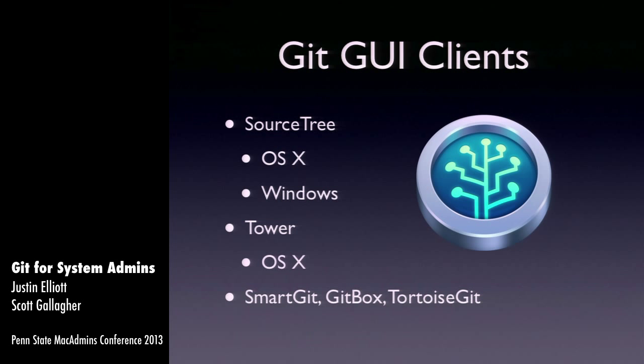It is not a free app, though. I think it's $60 for the Mac. But some other ones that we've heard people use are SmartGit, Gitbox, and TortoiseGit, which are some other good ones. And if anyone else has any other ones, feel free to share them as well.